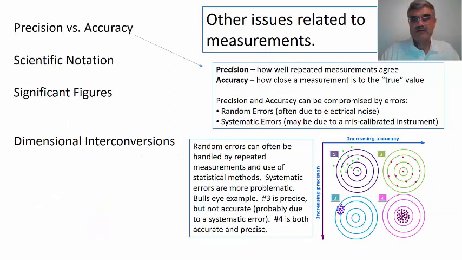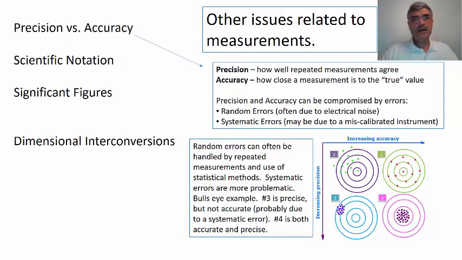Some other issues related to scientific measurements. One is the concepts of precision and accuracy. These two terms are not the same, although they're oftentimes used together or in similar contexts. Precision is how well repeated measurements agree with one another, and accuracy is how close a measurement is to the true value, if in fact the true value can be known.